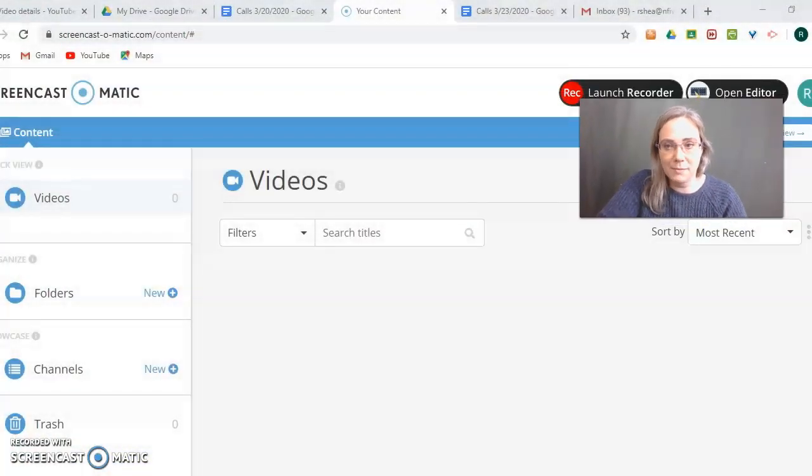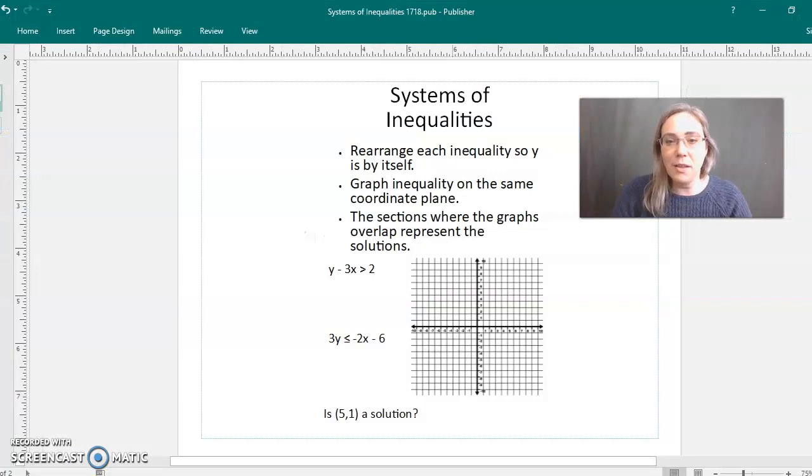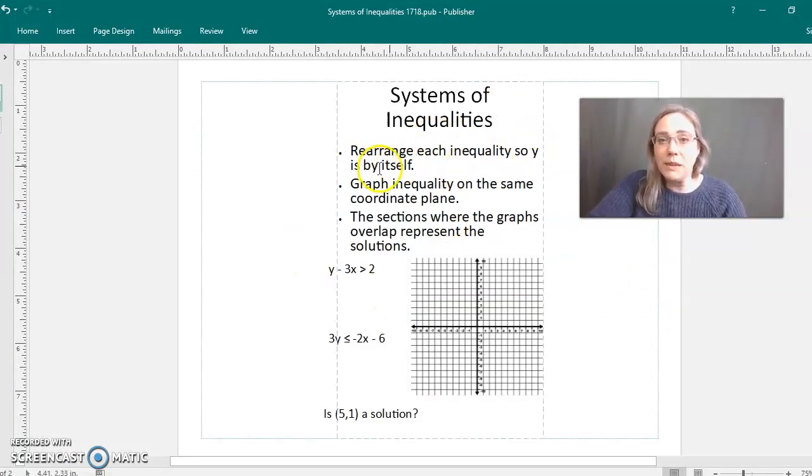So shrink my face. Bye-bye. All right, so let's look at this first one. So systems of inequalities. We're going to rearrange step one, rearrange each inequality so y is by itself. You can see that that isn't actually done for either one of these. That's okay. We're going to do it really quickly.